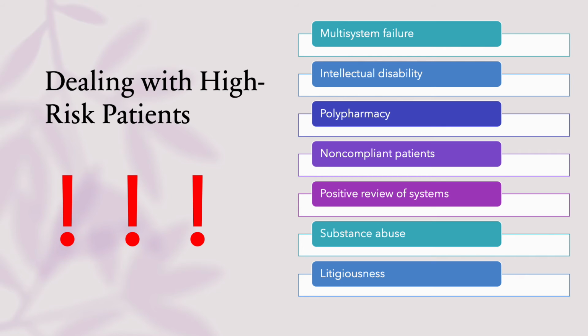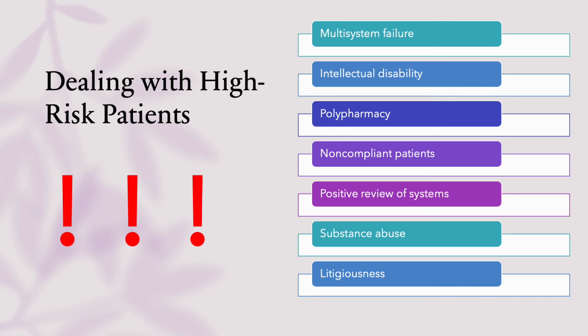With non-compliant patients, you really want to make sure to document everything. You want to document the teaching, you want to document the risks, and you want to document that the patient did not consent to any treatment that you're giving them. With positive review of symptoms, try to expand the problem list. So if a patient comes in and they're always doing okay, you want to make sure that you're not missing any steps in the process.